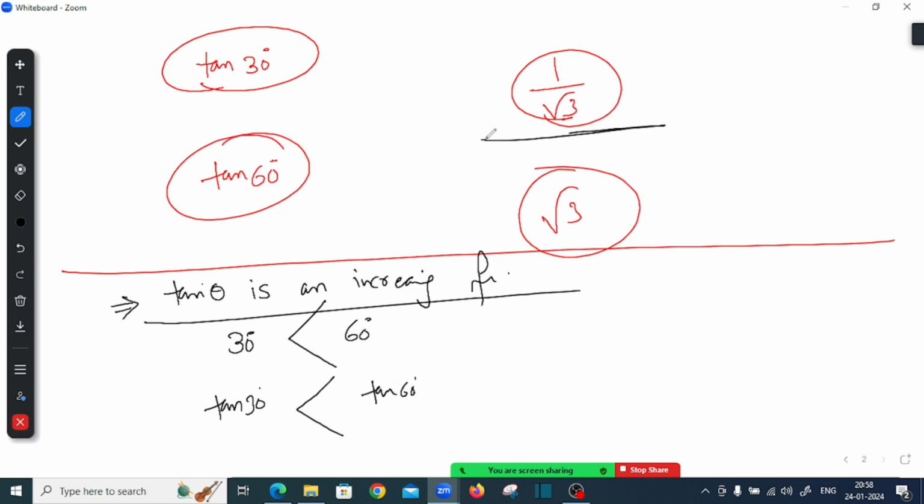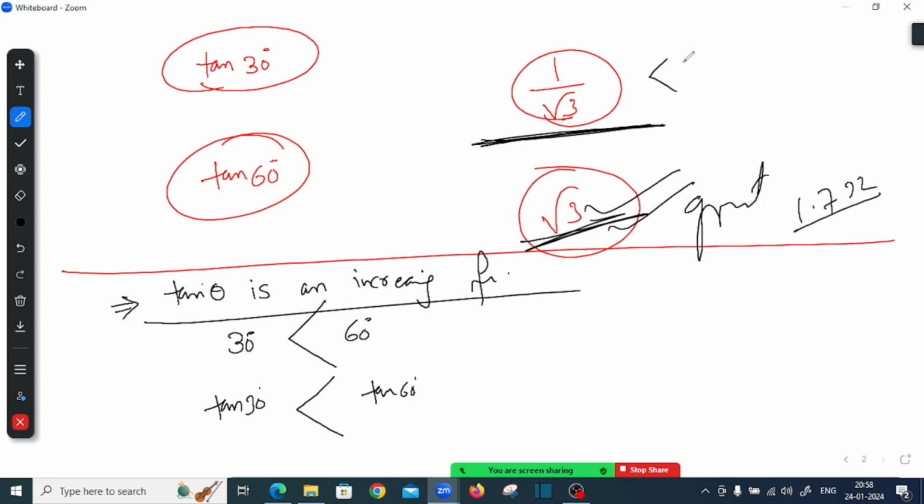And can you tell me, out of 1 upon root 3 and root 3, which will be greater? Out of 1 upon root 3 and root 3, which is the greater number? Root 3. Yes, this is 1.732 and this is less than 1. So this is greater. So greater value corresponds to greater angle. Now all confusion is out. Are you getting my point?